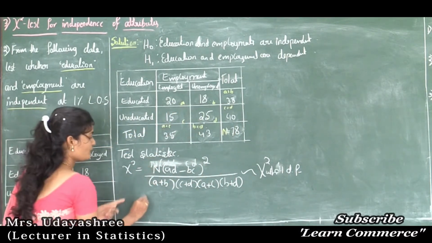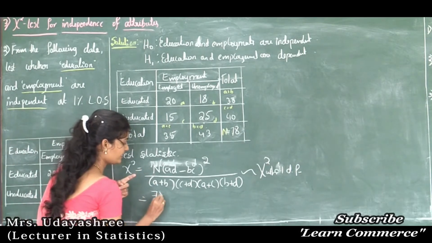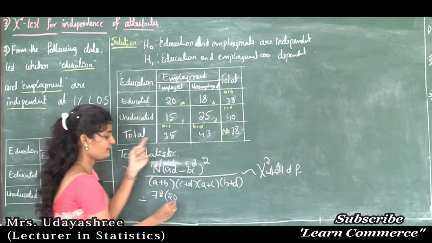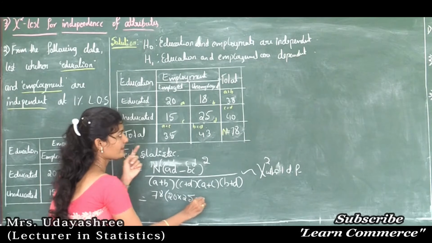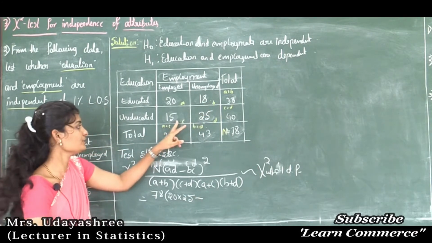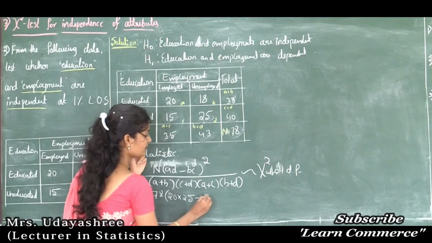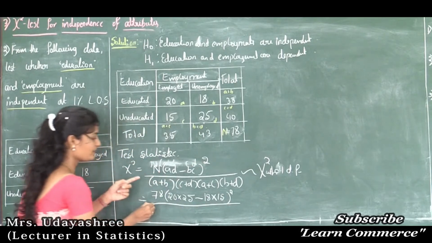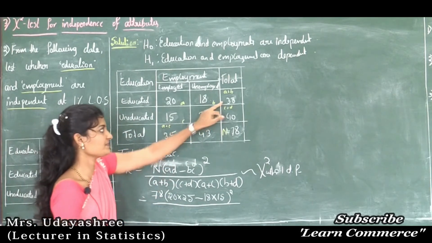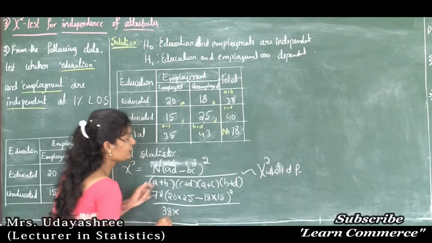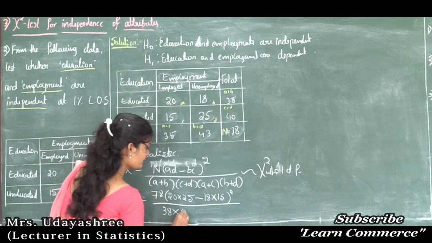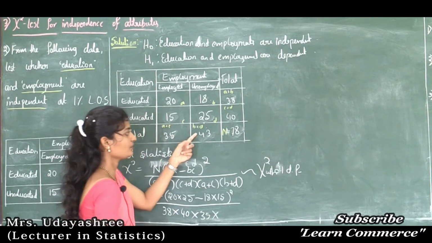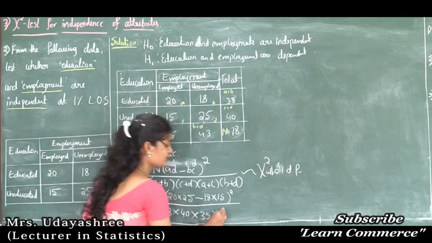Now I will substitute. What is capital letter N? Capital letter N is 78, into A into D. So here A is 20 and D is 25. So 20 into 25 minus B into C. Here B is 18 into C, that is 15, whole square, divided by A plus B, which is 38, into C plus D, which is 40, into A plus C, which is 35, into B plus D, that is 43.